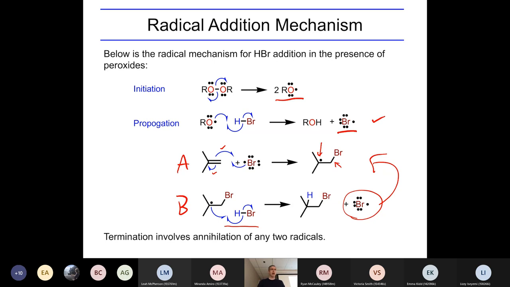So that's a nice reaction to have in our back pockets, because we can add HBr to do Markovnikov addition, or you can add HBr with peroxides to do anti-Markovnikov addition. So you can add it either way around.